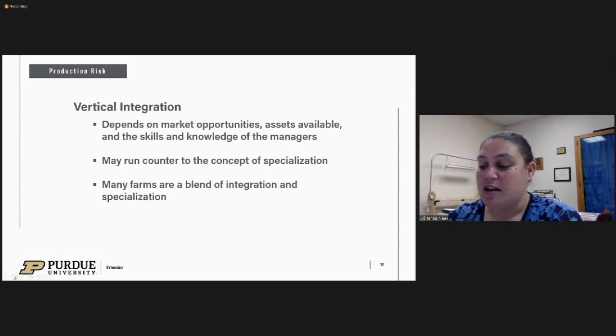managers. An example of letting the animals graze the crop residue, well, do you have the fence around the field? If you don't, it's not as easy to do. But if you do have the fence, put up some gates, get the cows in the field, let them graze on that crop residue. The idea of vertical integration may run counter to the idea of specializing in one area. However, many farms are a blend of both integration and specialization. So you've just got to find the right mix for you.